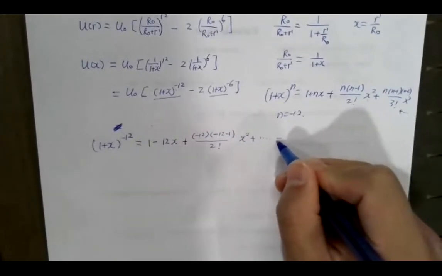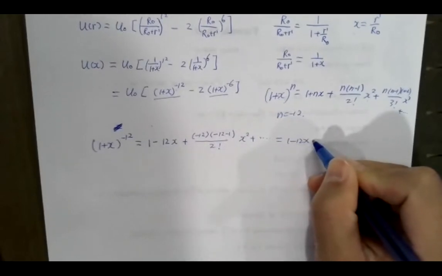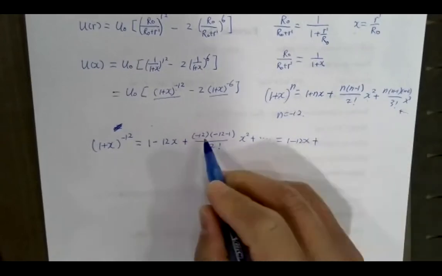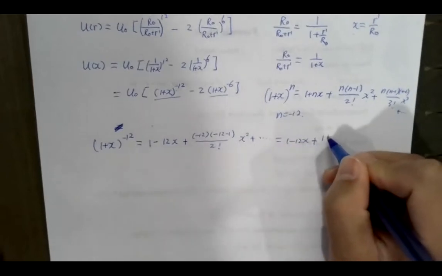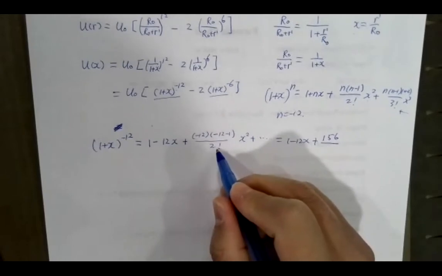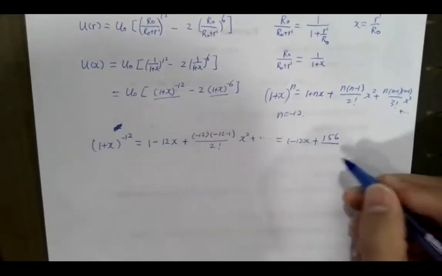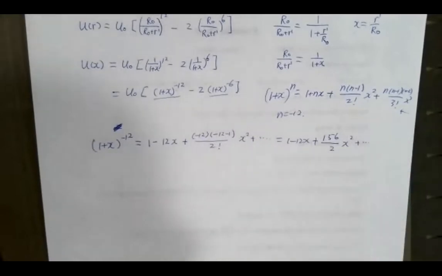This would be equal to 1 minus 12x, plus this will be 12, this will be 13, right? 12 times 13 will be 156, divided by 2 factorial, that means 2 multiplied by 1, so it'll be 2. x squared, and then plus the higher orders.